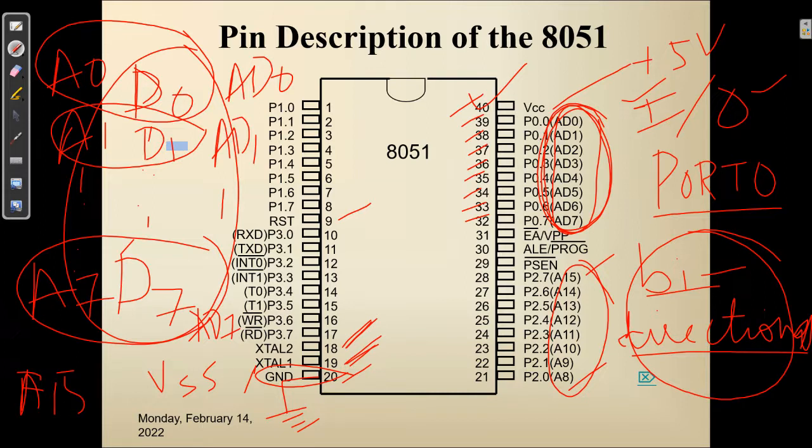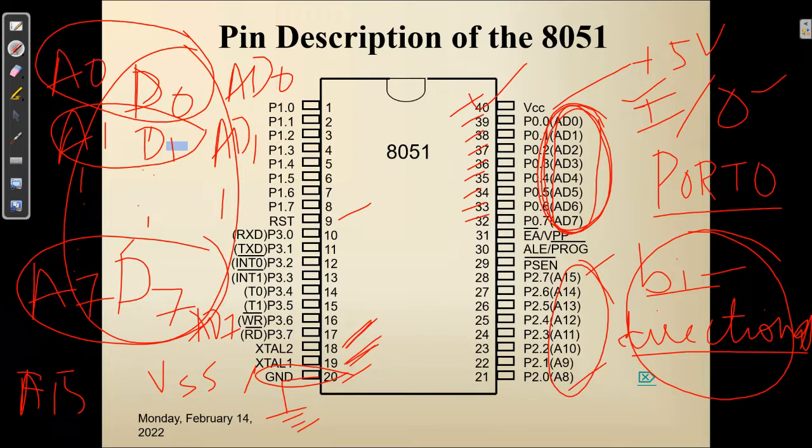Now my last question, if I'm using my port 0, can I use my port 0 as an address as well as data at the same time, or one at a time? Same time. How come same time? Sir, 8051 is Harvard architecture. It is a hardware architecture, so I can use my address bus and data bus at the same time.